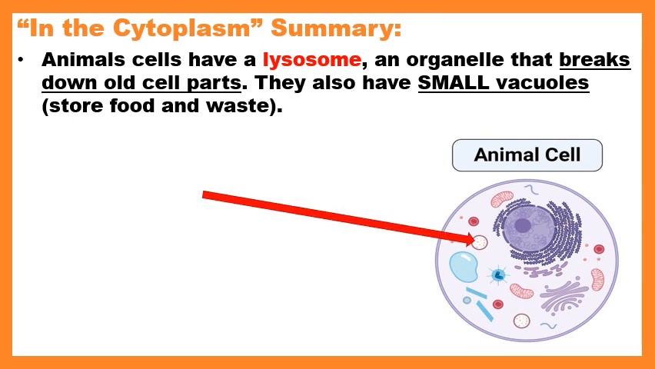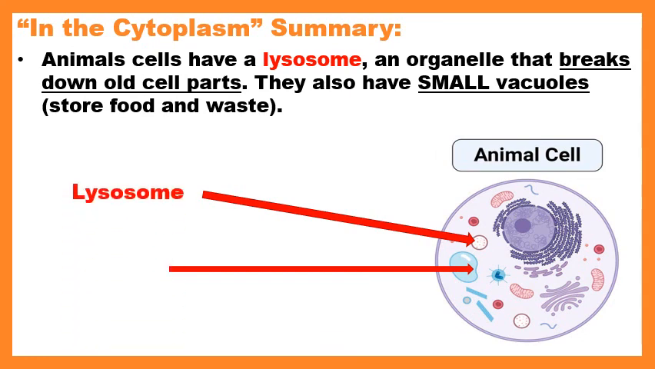They also, here's a lysosome, they also have very small vacuoles, and again, that's because animal cells don't make their food from the sun because they don't have chloroplasts. So the special organelles that are found just in animal cells, again, are lysosomes and a small vacuole. That's how you could tell the difference between plant and animal. If the vacuole is small, it's probably an animal cell.